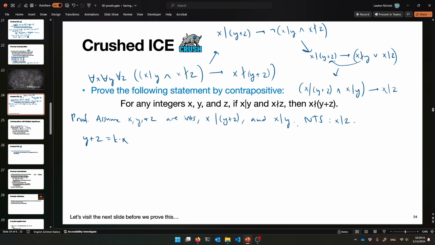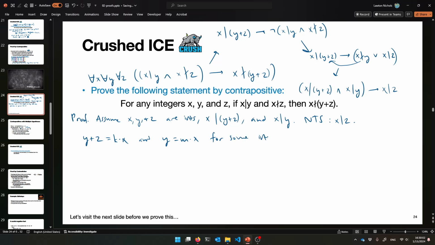For some integer k. And then we also know that x divides y. So we also know that, and that means y must be equal to some integer times x. And it's a different integer. It does not have to be the same one. It's got to be a fresh variable name each time. m times x. For some integers, k and m.